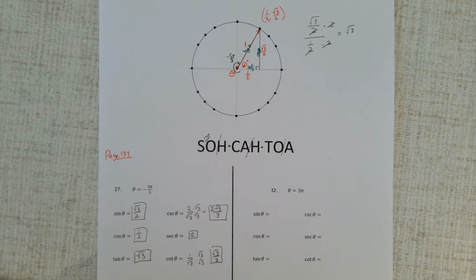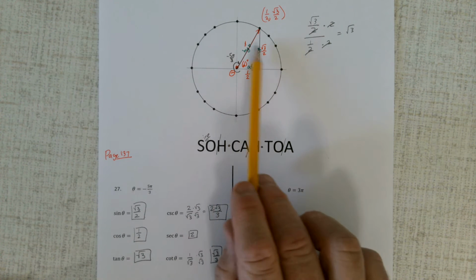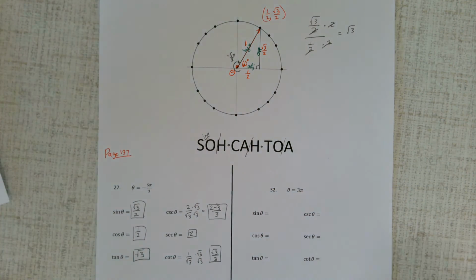Alright, and that's all this unit is about. It's about taking this input and finding these 6 output values. Draw your triangle, set up the measurements, and then follow this pattern. Alright, let's do another one.